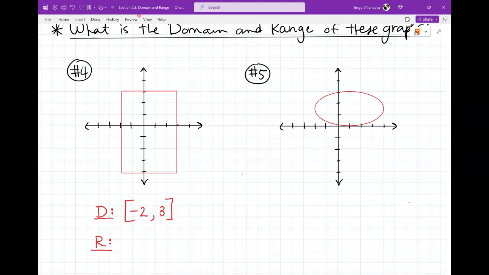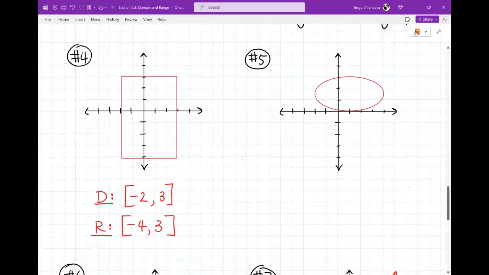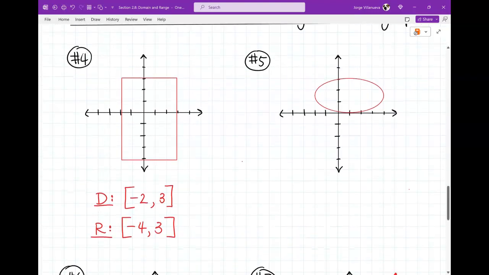How low does it go? -4. Does it include -4? Yeah. How high does it go? +3. Is this difficult? I hope not. I know the notation can be kind of tricky, but I hope the work isn't hard.